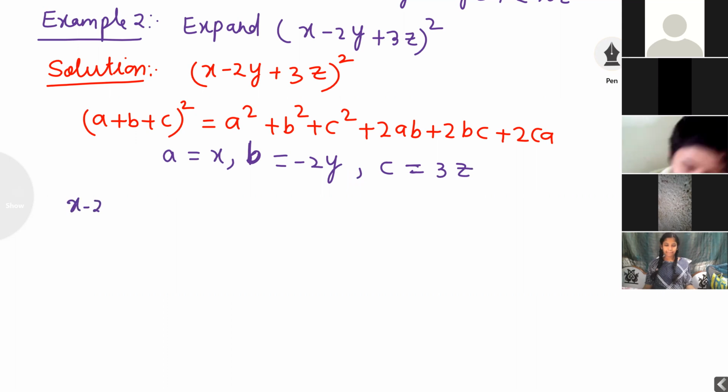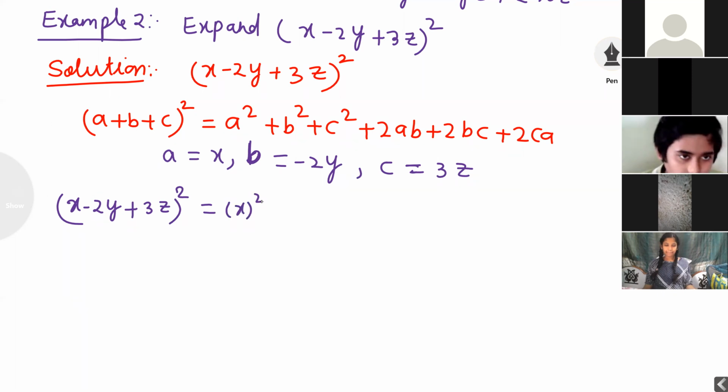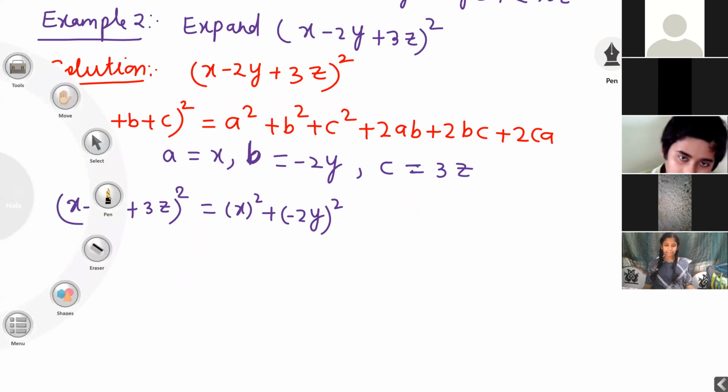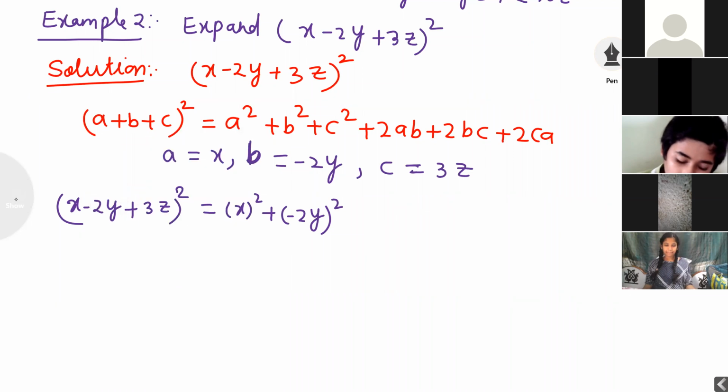X minus 2y plus 3z whole square is equal to a square. A means x whole square plus b square. B means minus 2y whole square. Again students, I am reminding, if I want to find out square of that terms, always I will write in the bracket. These things always keep in mind. So many times I am stressing this word. X whole square plus minus 2y whole square plus 3z whole square plus 2ab.